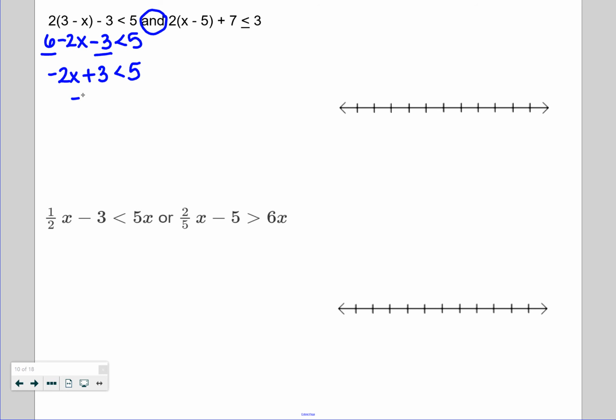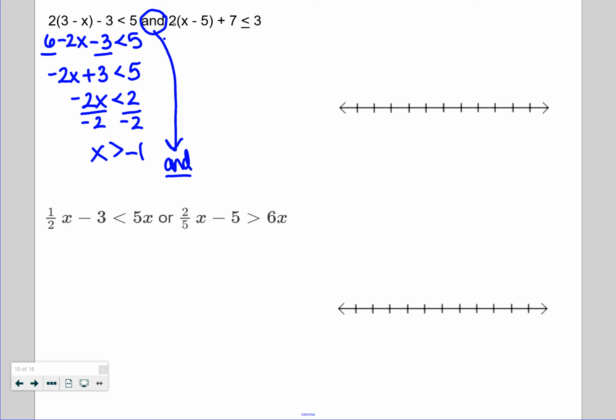Then I can subtract 3, which gives me 2. And then I can divide both sides by negative 2. Remember, if we divide by a negative, we flip that inequality sign. So I get x greater than negative 1. Bring down my AND statement.